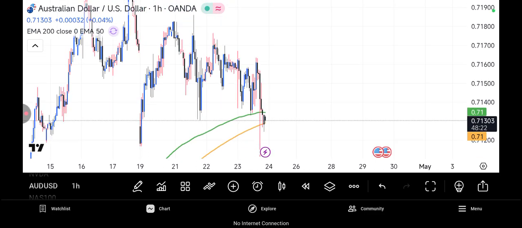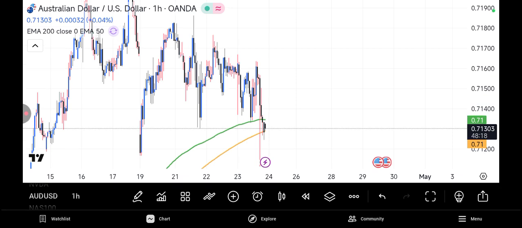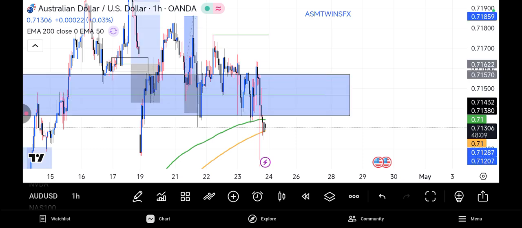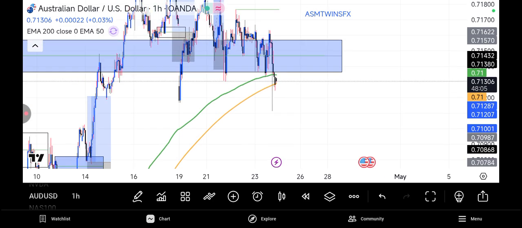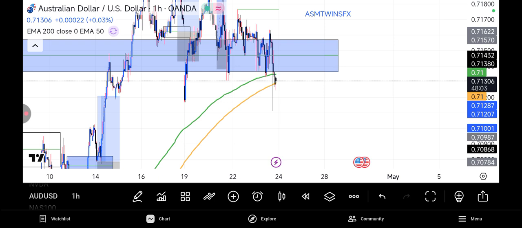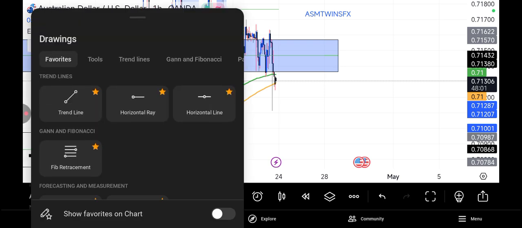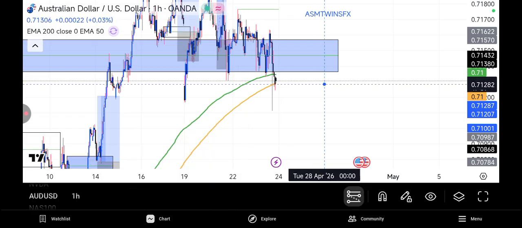It will load. Let's give it time. Okay, this is the position, you see it. So this is where I'll be selling from. Let me put a sell order there. This is where I'll be selling from.